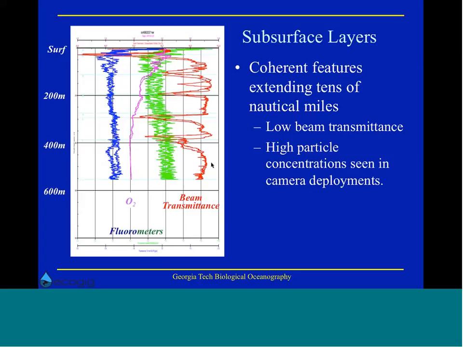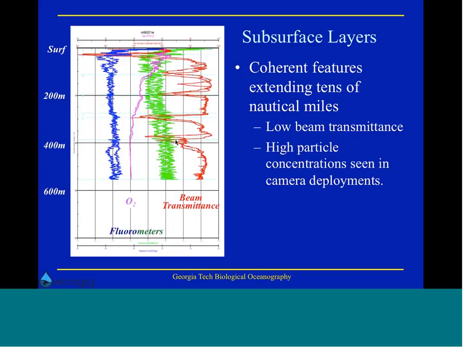The part of this figure I'd like you to focus on is that red trace at the right-hand side of the panel. That represents the beam transmittance. So we have a device on the CTD rosette that measures the clarity of the water.